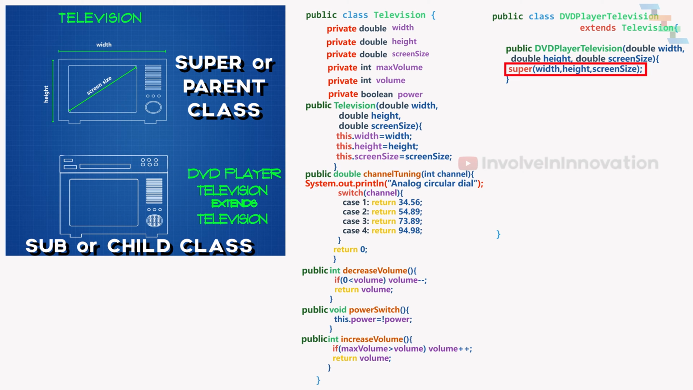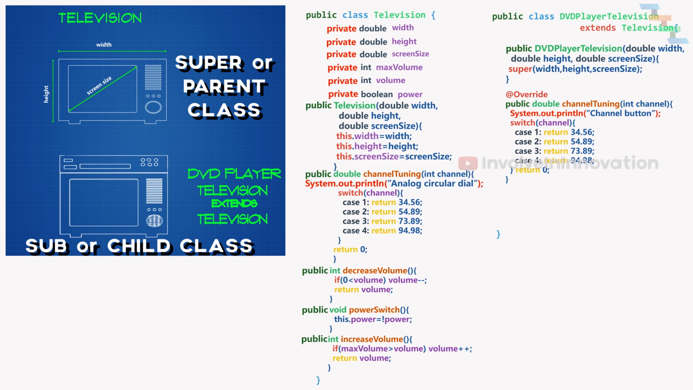Next we will override the channel tuning method. The channel tuning must have same method name and same parameter list like what we have in the parent class. Here the @Override annotation is not mandatory. It is just to make sure we are overriding the parent method. It is just a check.